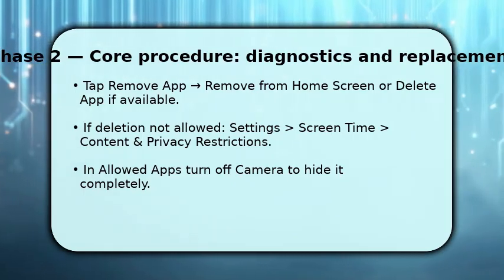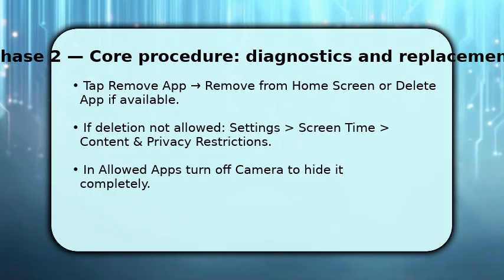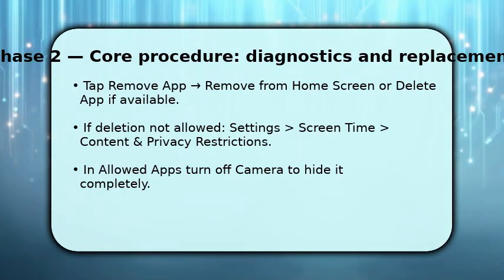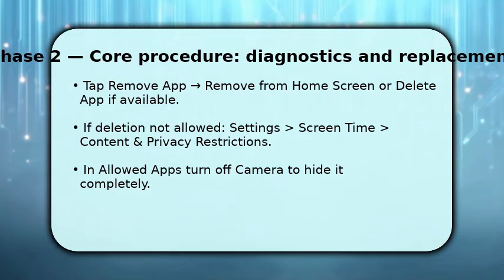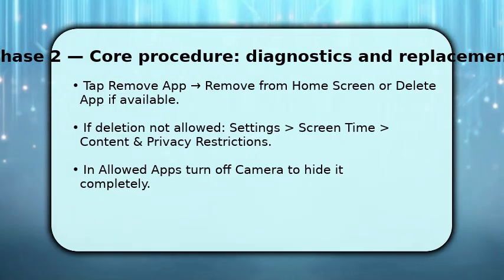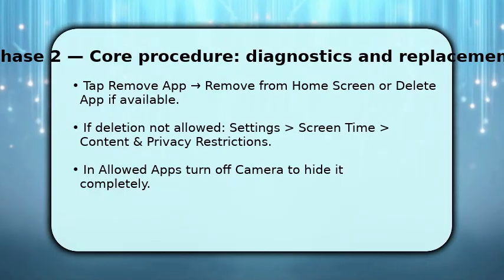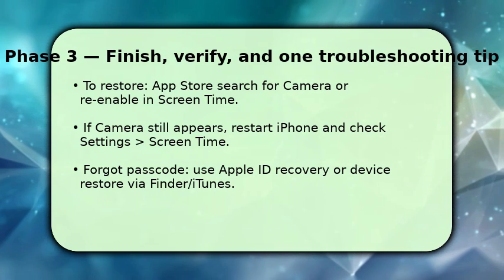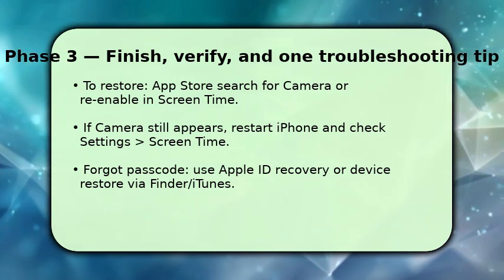Make sure to explain to yourself why you chose Hide versus Delete. Hiding preserves app data and is safer for parental controls or temporary needs. To finish, verify the camera is gone from home screen or disabled in apps that use it. To restore, either re-download if deletion permitted or re-enable camera in screen time.